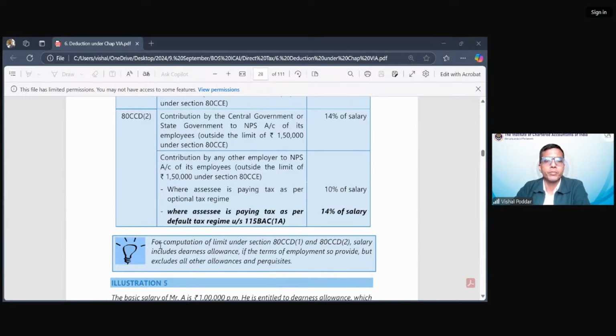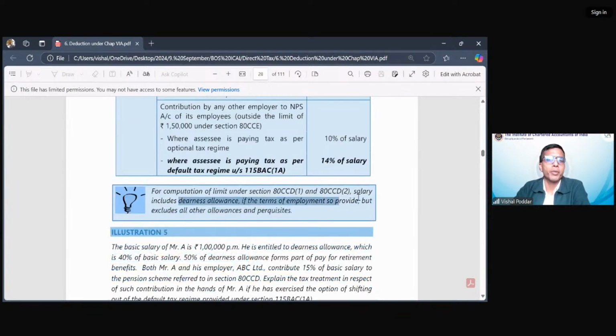See, it is given here. For computation of the limit of 80CCD(1), CCD(2), salary includes DA if the terms of employment so provide. So this is how DA forms part. And it excludes all other allowances and perquisites, but we include percentage commission.